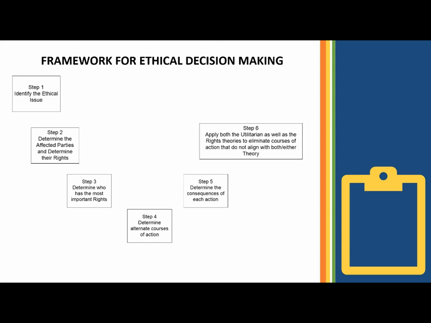So step 6, we apply both the utilitarian as well as the rights theories to eliminate courses of action that do not align with both or either theory, and we put values on that, so ultimately, when we get to step 7, we choose the best course of action that aligns best with both theories. So that's the best ethical decision.